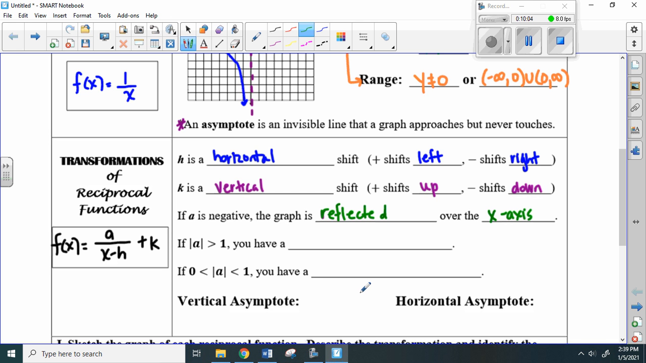And then the last transformation that we've talked about in the past is whether the graph stretches or shrinks, a vertical stretch or shrink. Well, if A, and I'm only talking about positive, I don't care if it's negative, if A is greater than 1, because the negative means something else. So if the positive A is greater than 1, remember that means you're going to have a vertical stretch. And if A is a small number, a fraction perhaps, between 0 and 1, that's when you're going to have a vertical shrink.